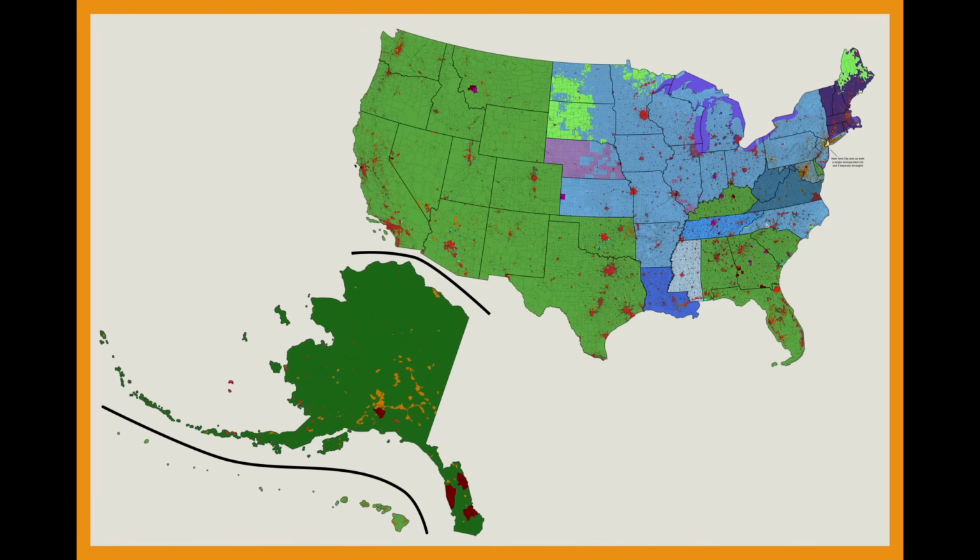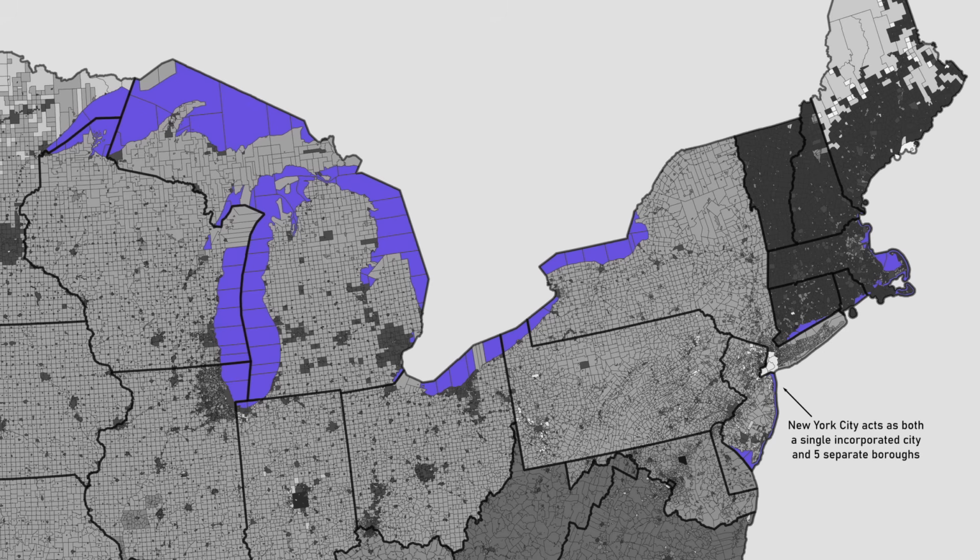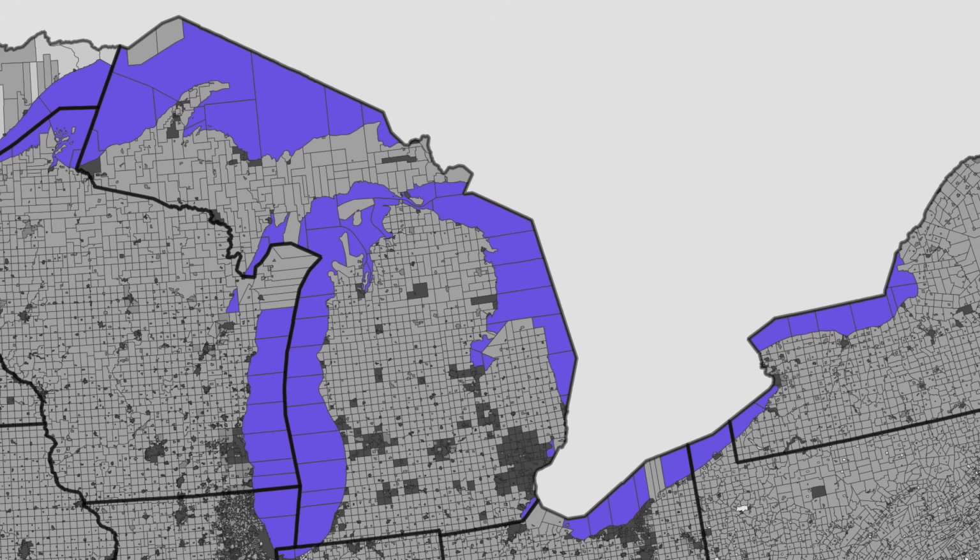The next MCD is strange, but it is very easy to explain. Unorganized water. It is just water. So obviously it has no government and only exists to divide up the remaining area of counties that extend out into the ocean or the Great Lakes.